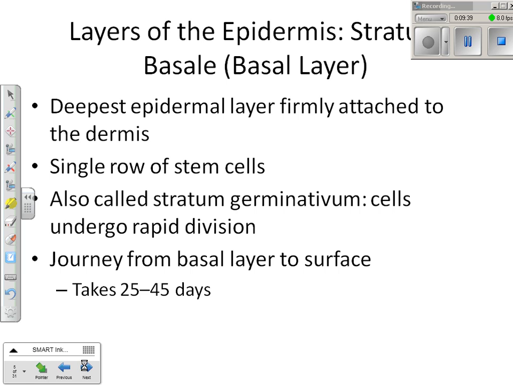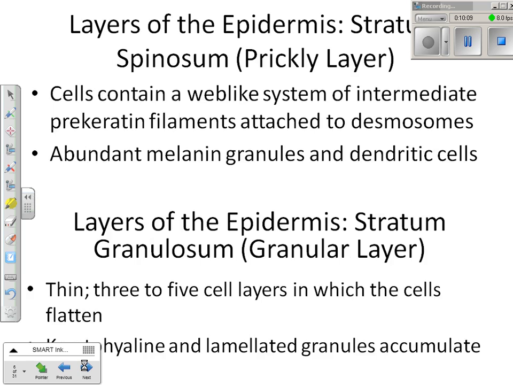Another term we use to describe this layer is the stratum germinativum. Sometimes you'll hear that terminology, and that's because we think of those cells as germinating. They're undergoing mitosis, rapid division. So if you think about the basal layer, you can think of rapid mitosis, lots of cellular division going on here. And basically every 25 to 45 days you have all new layers of skin because of this rapid division. So the skin is always regenerating.